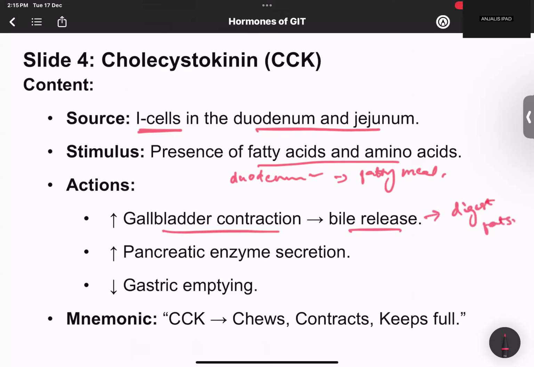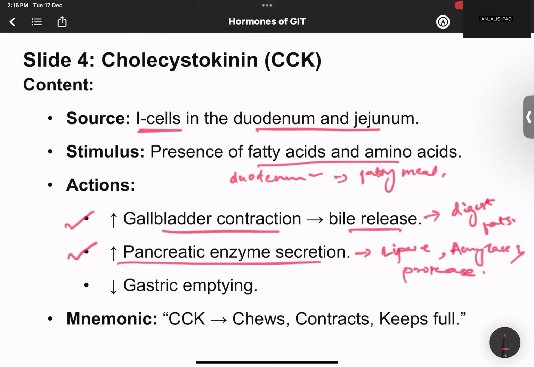Now, that is about the first action. What is the second action? The second action is increasing pancreatic enzyme secretion. It stimulates the pancreas to secrete digestive enzymes like lipase, amylase, and proteases.